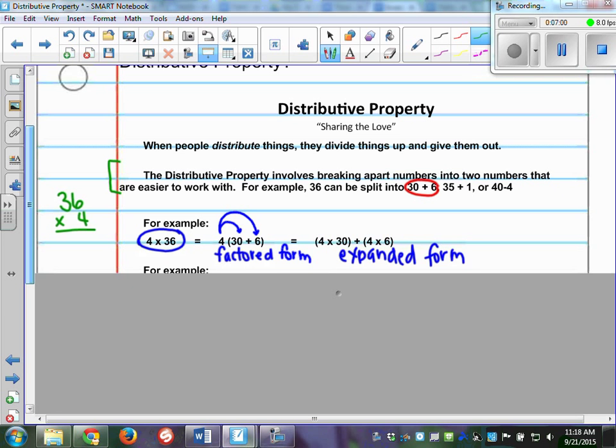And I have that 4 times 6. Everybody, what does that equal? Oh, let's try that again. 4 times 6, what does that equal? 24. Okay, think to yourself, what is 4 times 3?